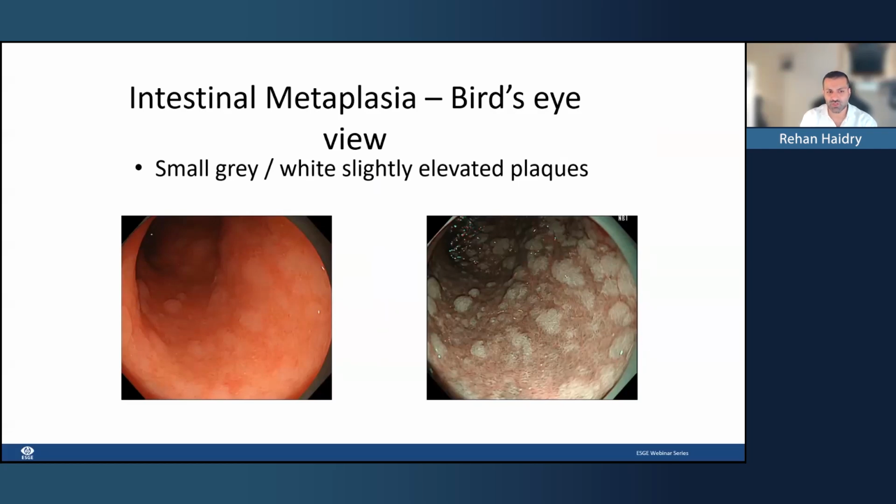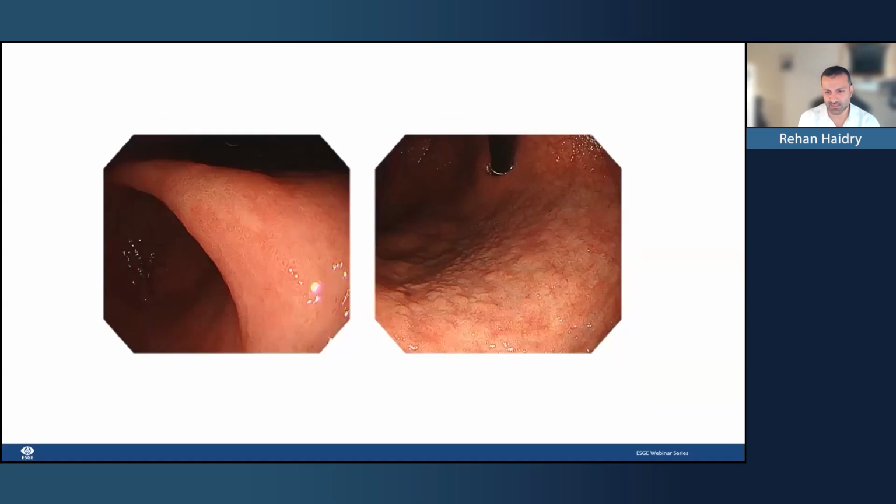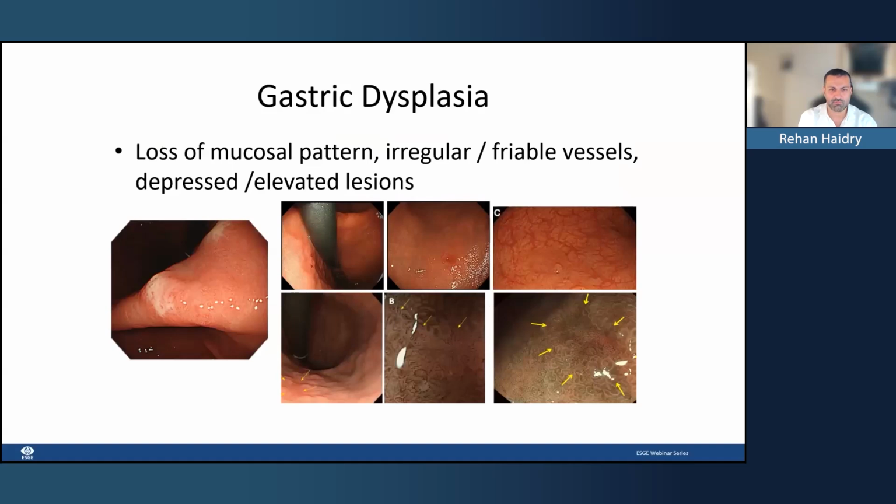In intestinal metaplasia, with white light imaging, you will see these small, pale, white-gray elevated plaques. You know, spend some time to look at these, look at this light blue crest sign that you get with narrowband imaging, really handsome pictures, and it gives you great satisfaction to be able to take a picture of this and to describe it again. Here's another example and another example.